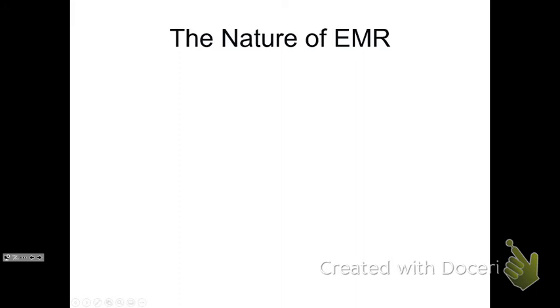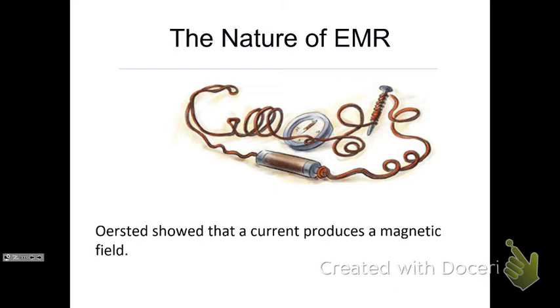Okay, so Michael Oersted, he showed that a current produces a magnetic field, right? Remember that? He was the guy that had the compass at the top of like a circuit, and he noticed that that compass needle would deflect when there was a current of electrons going through, right? So that was the beginning.